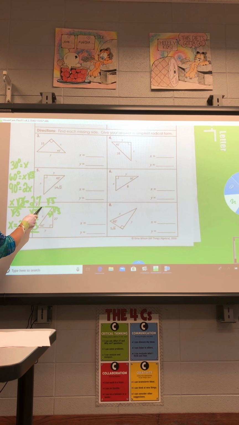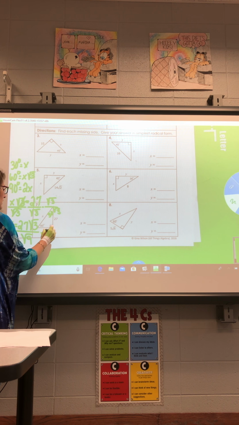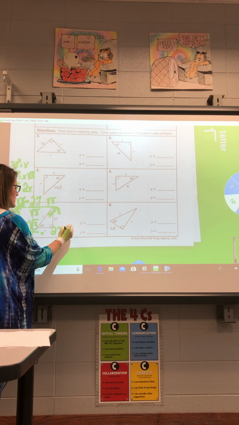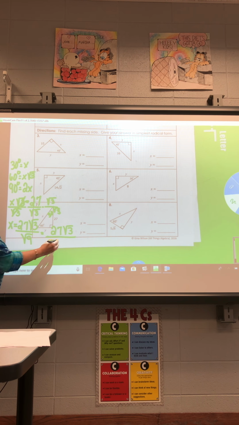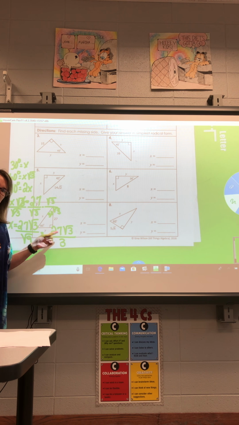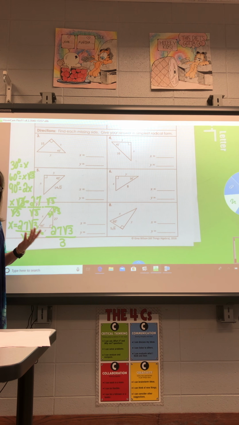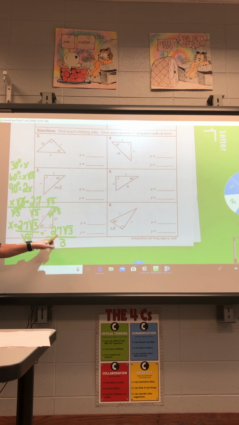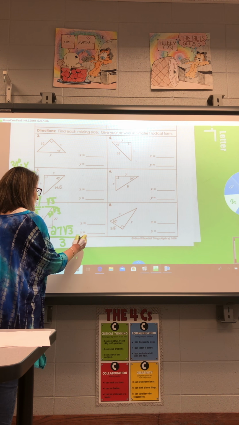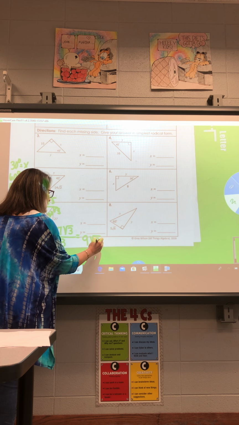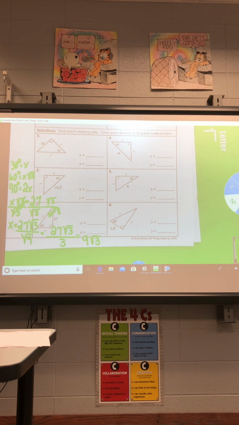The square root of 3 times the square root of 3 is the square root of 9. What is the square root of 9, people? That will give us 27 square roots of 3 on the top, and the square root of 9 is 3. Now look at this. Both of these numbers are outside the radicals, so I can divide those. 3 will go into 27 9 times evenly. And that's going to give me 9 square roots of 3 for my x.